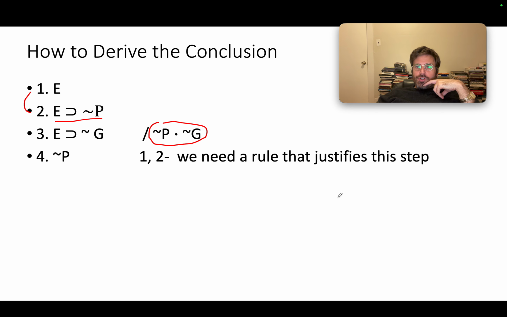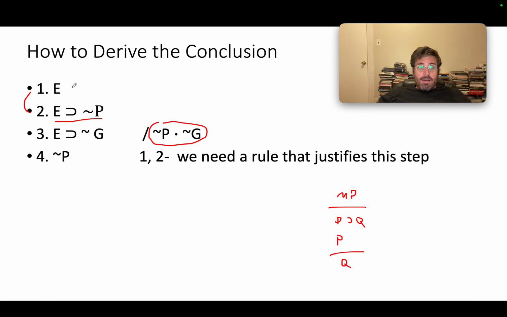Very often with a conditional, we're going to be using modus ponens, right? Modus ponens is a very high frequency rule that allows us to make an inference when we have an antecedent that is affirmed. So modus ponens says, if P then Q, P, therefore Q. Antecedent is affirmed, we can infer the consequent Q. Well, in line 2, I have this conditional if E then not P. And in line 1, I do have my antecedent affirmed.